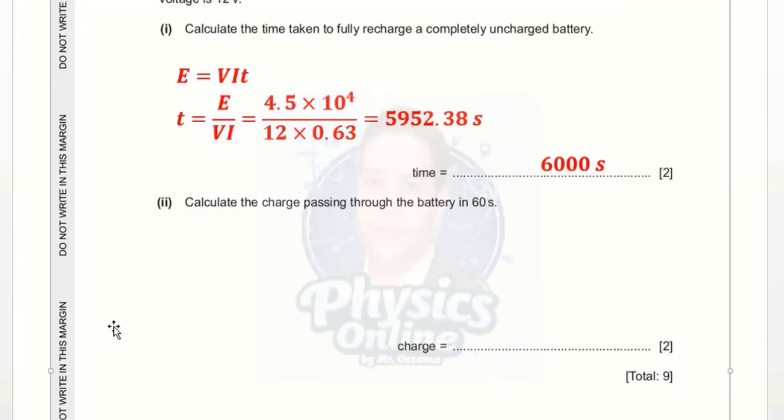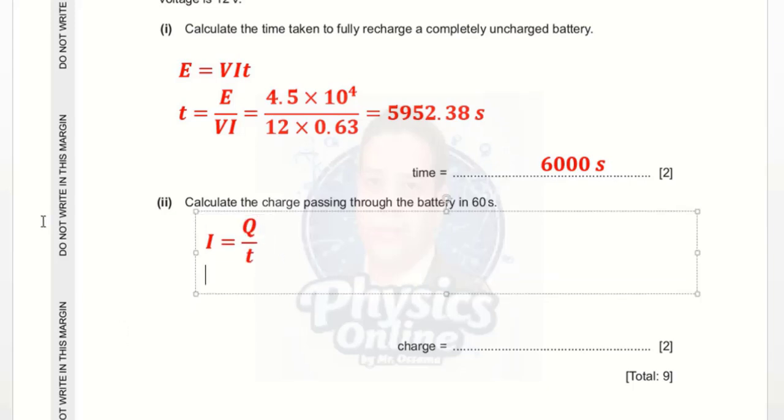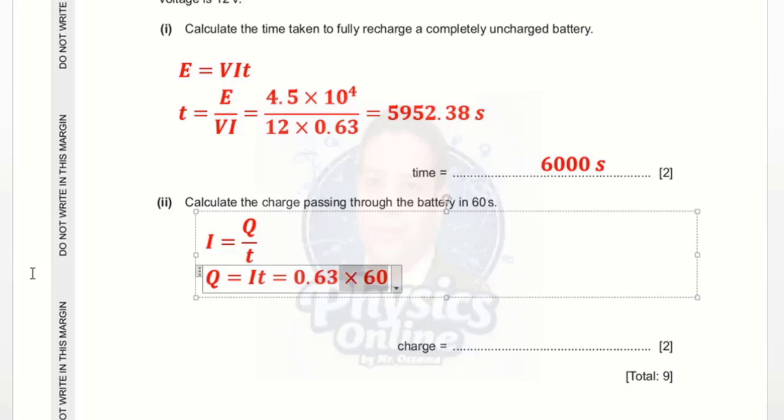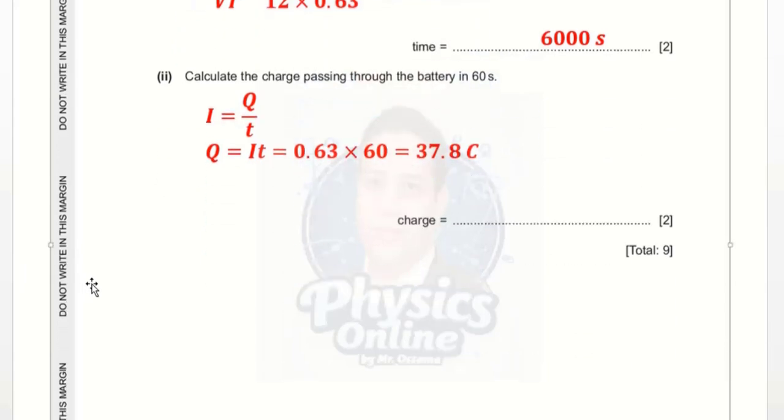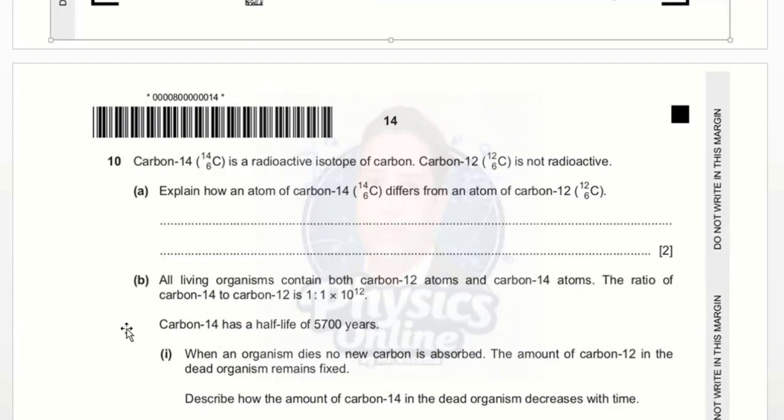Calculate the charge passing through the battery in 60 seconds. I, the current, equals Q over T. Charge Q equals I times T. The current 0.63 times the time, which is 60 seconds, equals 37.8 coulomb. Final answer 38 coulomb.